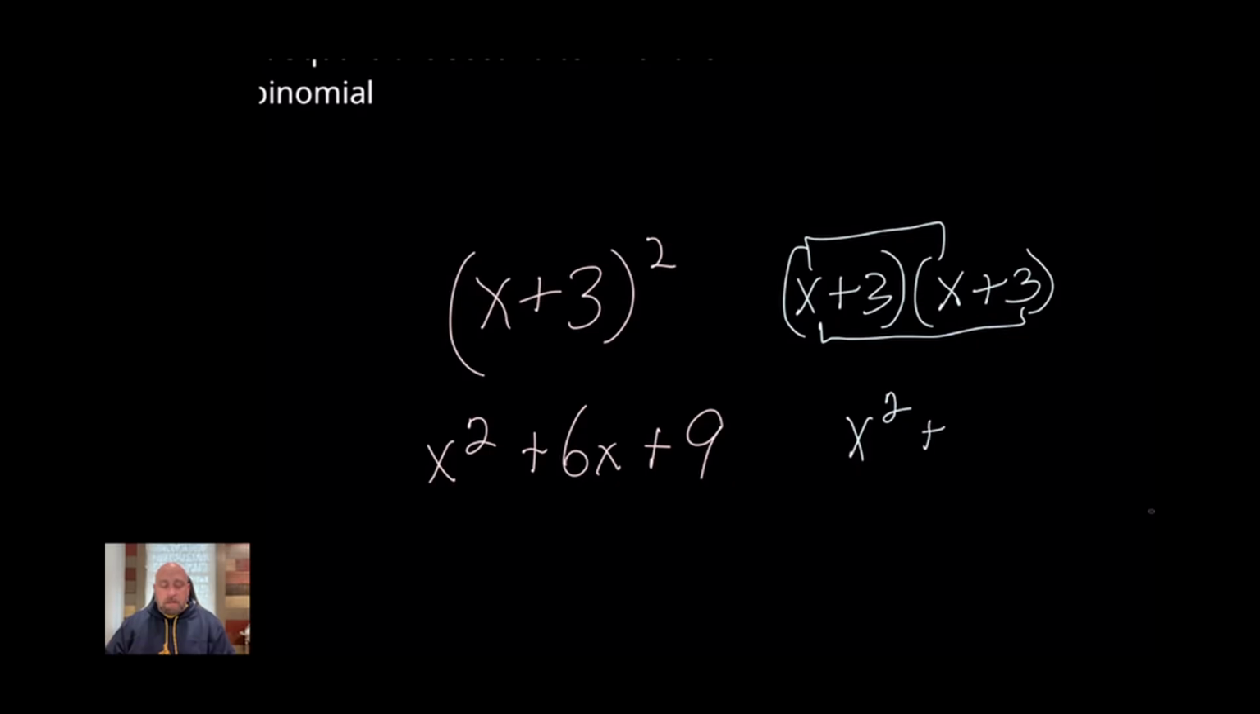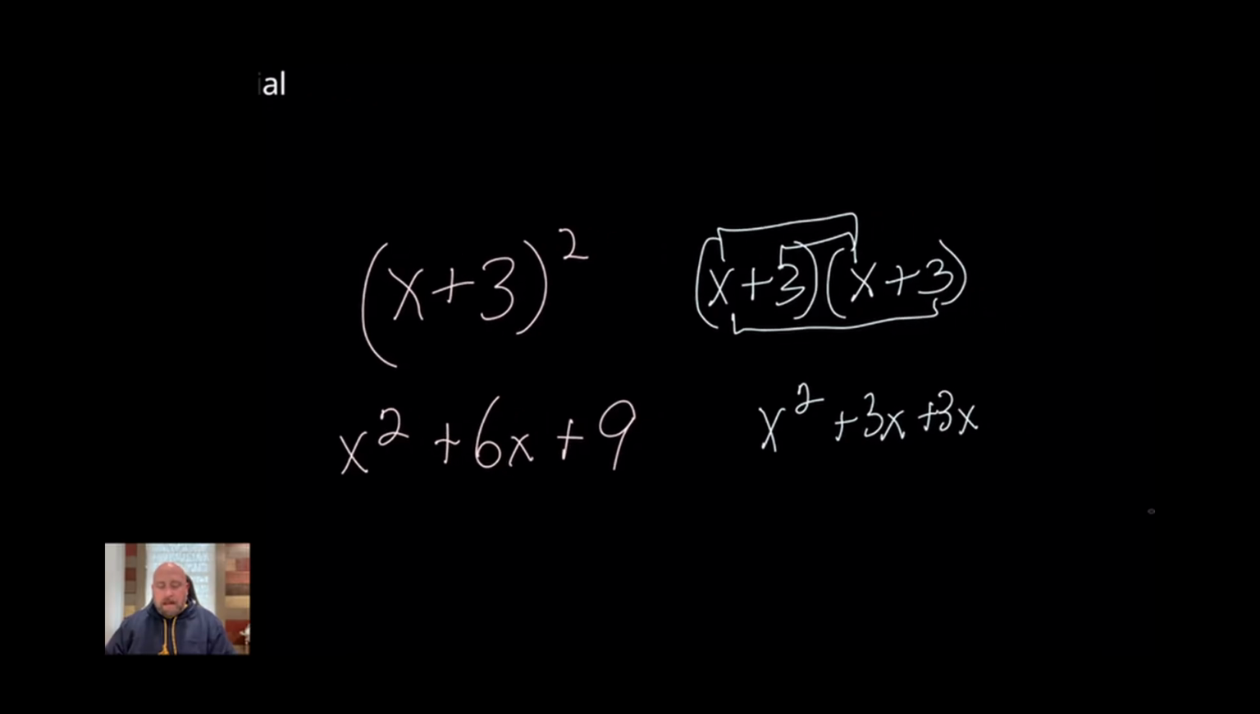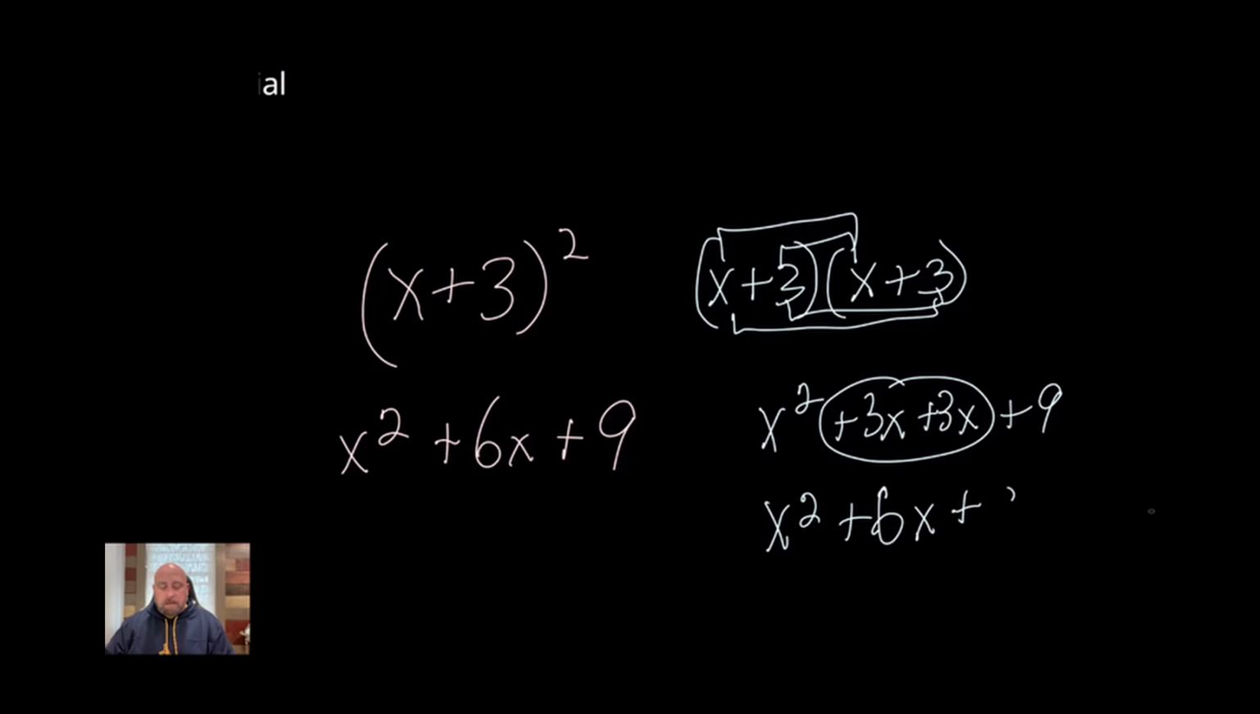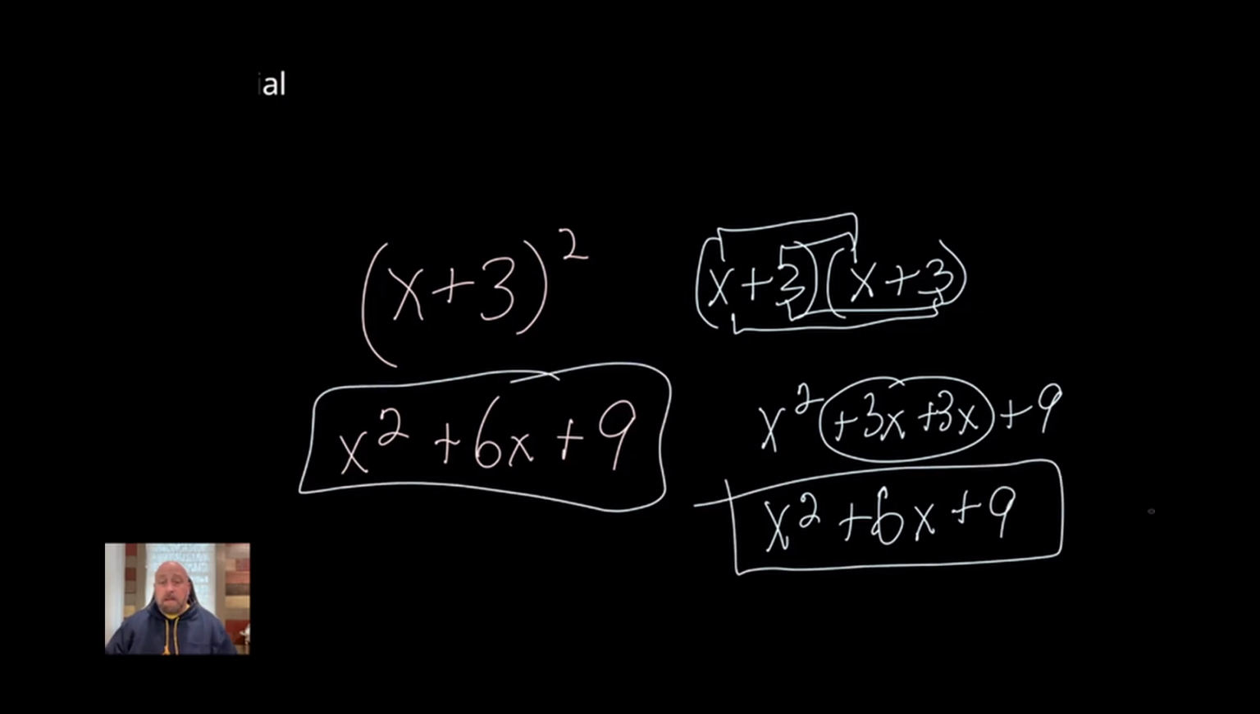So that gives me 3x. Inners gives me another 3x. And then my last is going to give me 3 times 3 is 9. When I combine these right here, 3x plus 3x gives me x squared plus 6x plus 9. Guess what I have? The exact same thing. So if you want to take the shortcut, then you can.